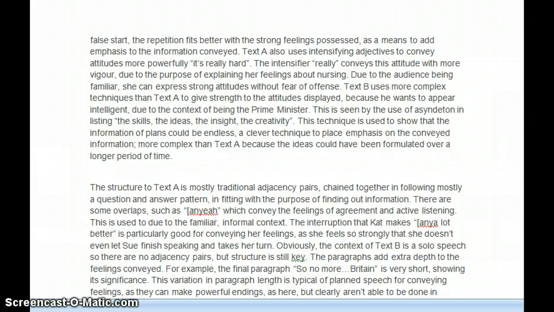Intensifying adjectives, if you want to know what these are, speak to me, but it's really very anything that emphasises something a little bit more. Definitely look at stuff like that.